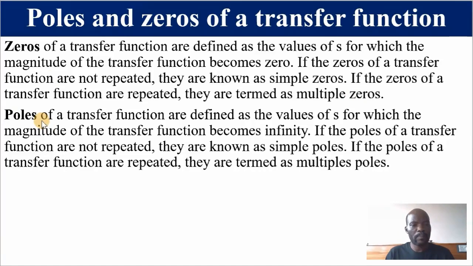What do we mean by the pole of a transfer function? This is the value of s for which the magnitude of the transfer function becomes infinity. What do we mean? The denominator of the transfer function must be equated to 0 for this to be infinity. So if the pole of a transfer function is not repeated, we call that a simple pole. But if it is repeated, it is called a multiple pole.